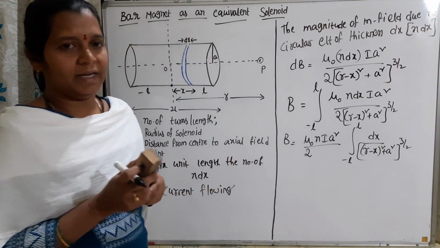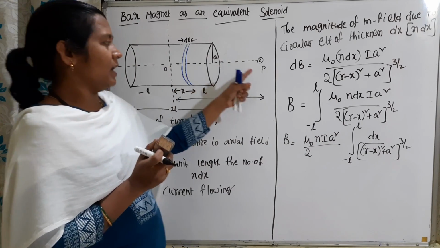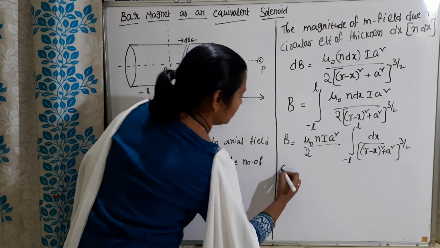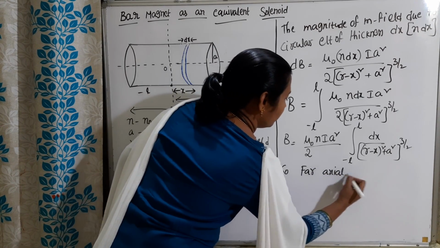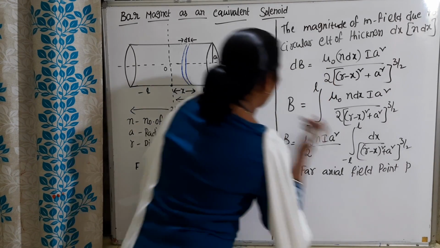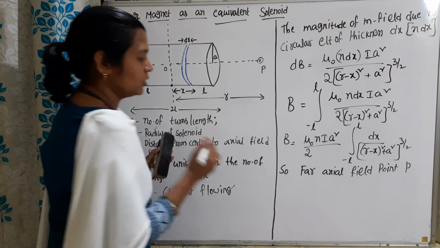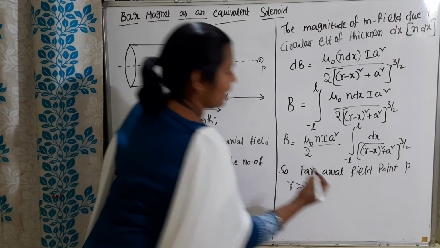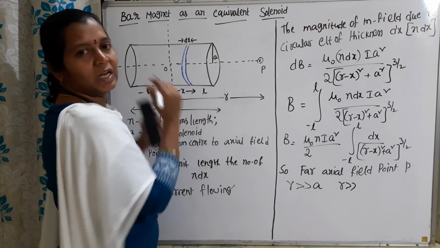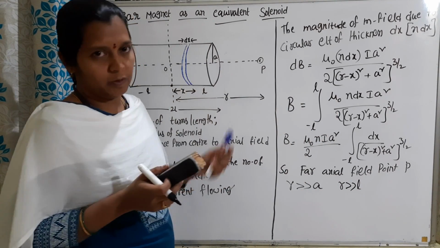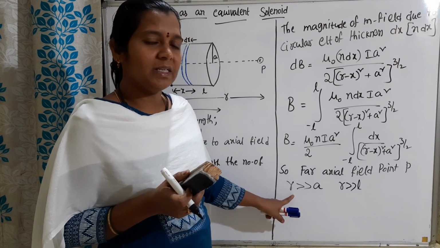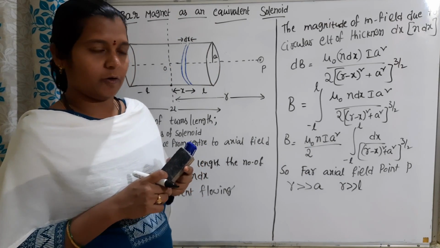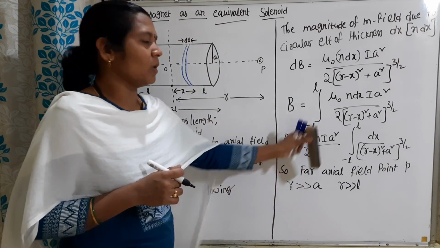So how to solve this integral? Here we are going to calculate the axial field point far from the solenoid. The axial point is at a far distance. For a far axial field point, r is at a large distance, which means r is very much greater than the radius of the solenoid, and r is very much greater than the total length of the cylinder. For far axial field points, we'll consider this approximation. The field point is at a very large distance compared to the radius of the solenoid and the length of the solenoid. By considering this approximation, we can solve the above integral easily.